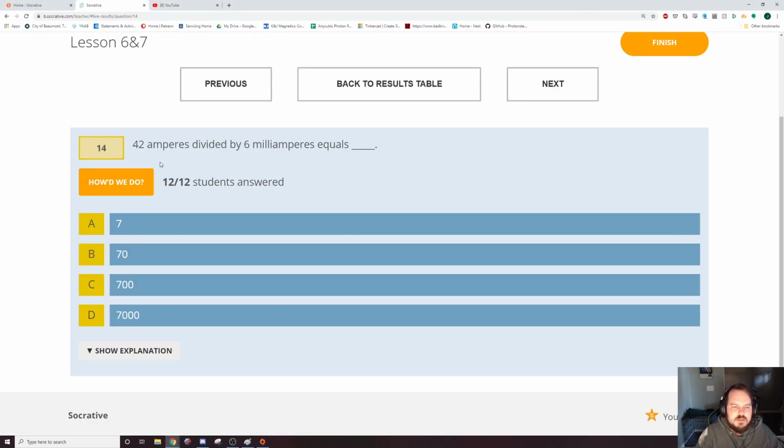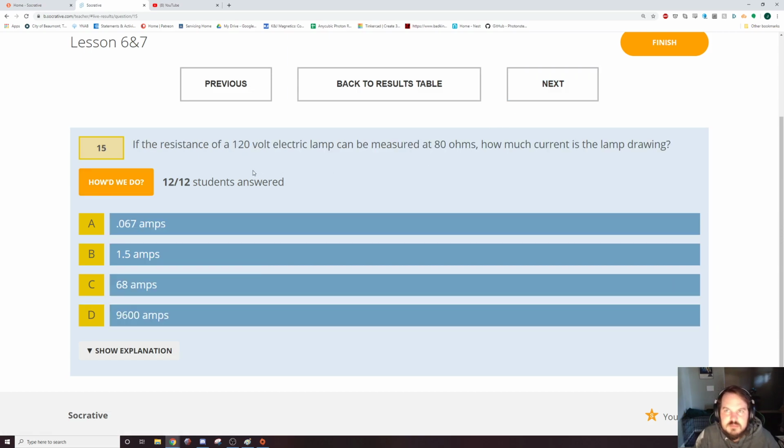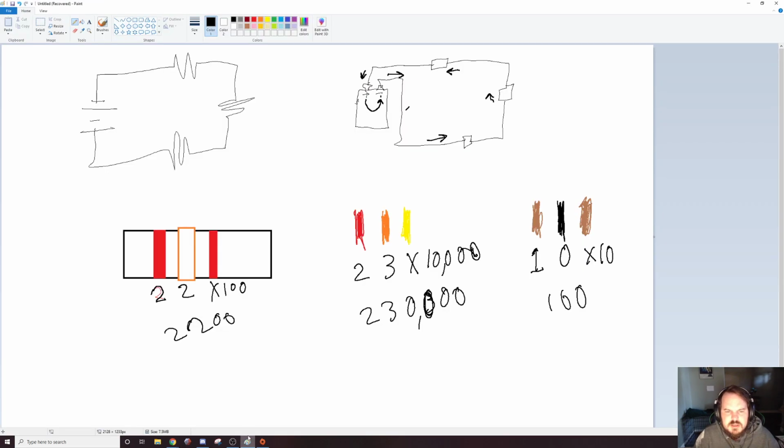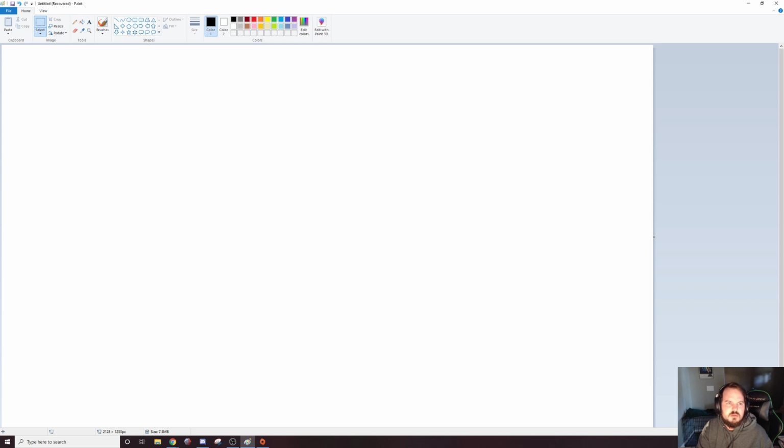Alright. This is just regular math. 42 amps divided by 6 milliamps equals 7,000. Okay, so I'm going to do one of these on the board. Alright. So your formula you're going to use here is, let's see.